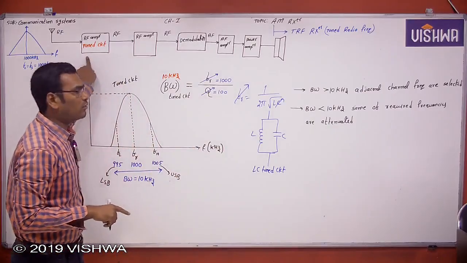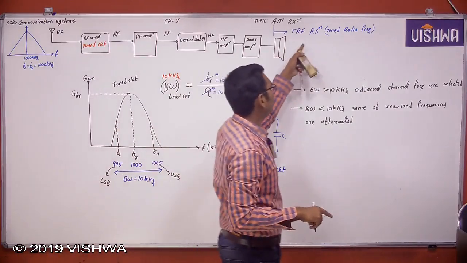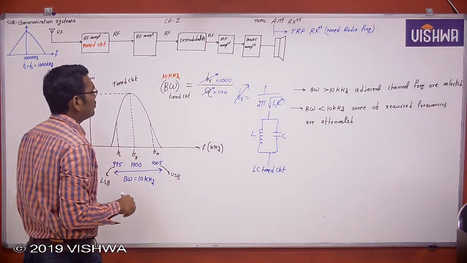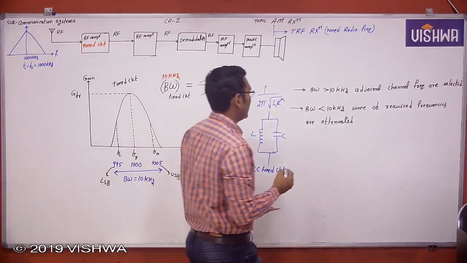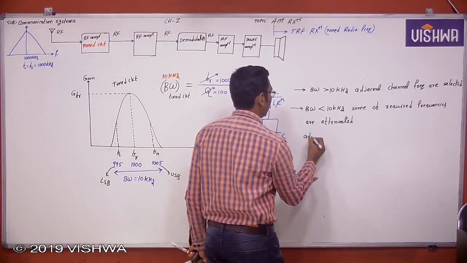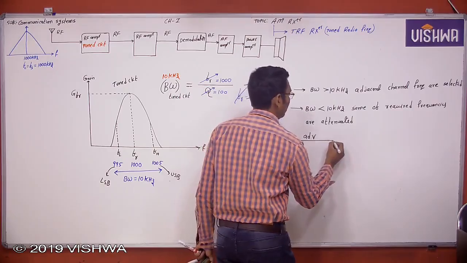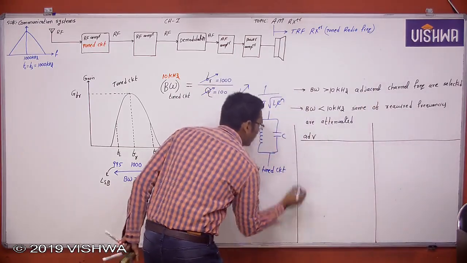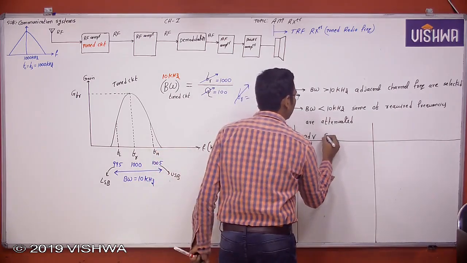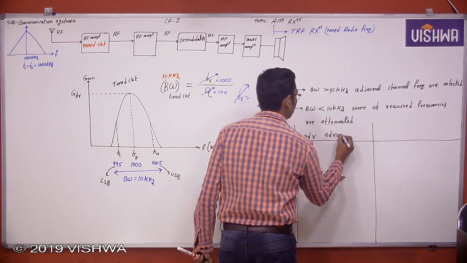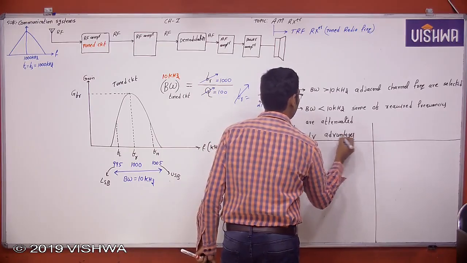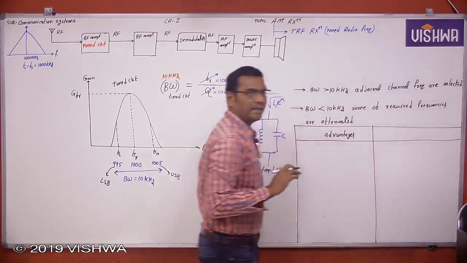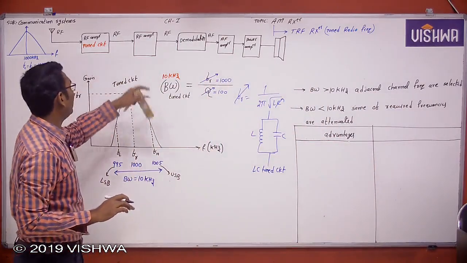Okay, now this is a tuned radio frequency. Here it is a tuned circuit. That's why this is called a tuned radio frequency receiver. Okay, now what are the advantages? First you tell me what are the advantages of this. The advantage of this particular TRF receiver is, the incoming signal is passing through several amplifier stages. Am I right?